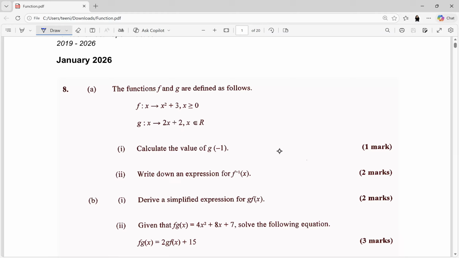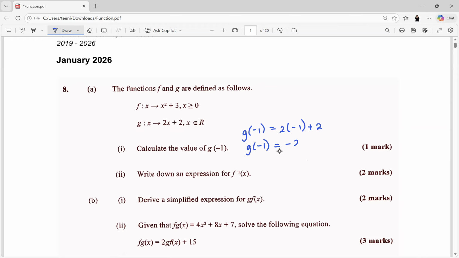Well, two times -1 would be -2. So negative 2 times -1 would be -2. So -2 plus +2 would be equal to 0. Perfect. Right, guys? 1 mark. g of negative 1 is 0.